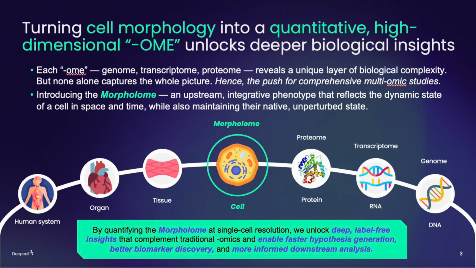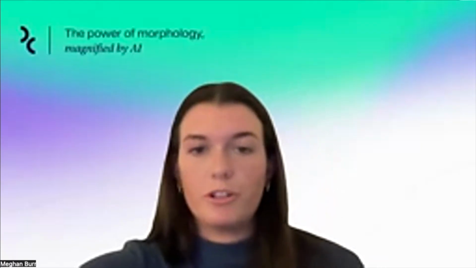Multi-omics approaches are rooted in the central dogma and expand it into a multidimensional framework that captures the dynamic, interconnected nature of cellular systems. Including each ome reveals a unique layer of biological complexity, but none alone captures the whole picture. Turning cell morphology into a quantitative high-dimensional ome allows us to understand the dynamic state of a cell in space and time, while also maintaining their naive, unperturbed conditions. Assessing morphology in a label-free manner limits bias and allows the culmination of the genome, transcriptome, and proteome of a single cell to drive the biological insights rather than relying solely on markers sitting on the surface of a cell.